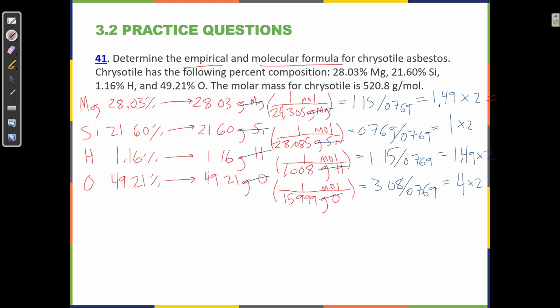Okay, this equals 3. 2 times 1 equals 2. This equals 3. 4 times 2 equals 8. So I still have the same ratio, 1.49 to 1 is the same as 3 to 2, but now I have whole numbers. So my formula looks like this, Mg3Si2H3O8. And remember, this is just the empirical formula. So I always put it in parentheses with an N on the outside because this is not the molecular formula. This is empirical.